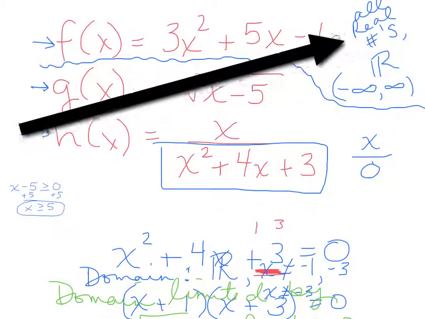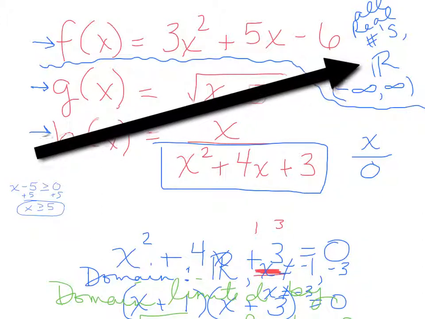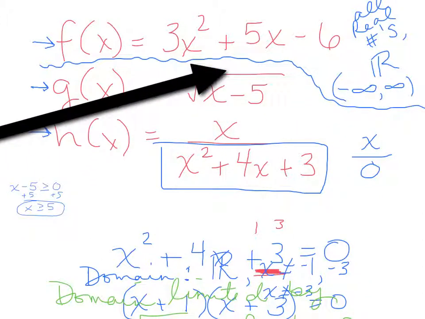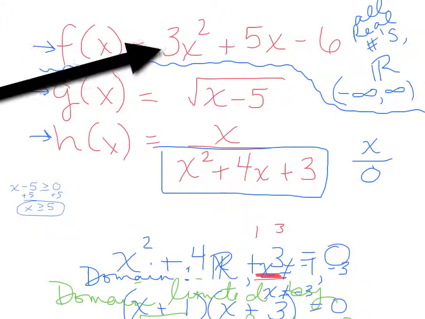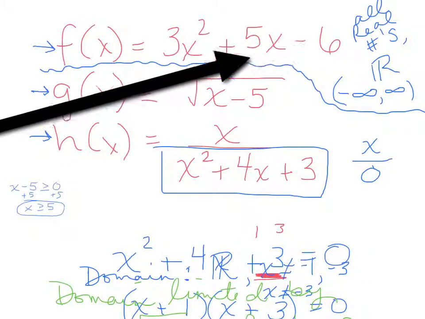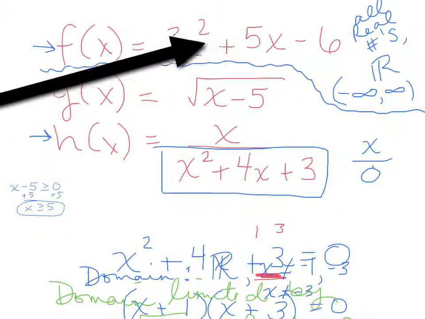So, in this case, the answer was all real numbers, or you could say it goes from negative infinity to positive infinity if it's like the graph, because x could be anything you want. Every single number you can think of, you can plug in for these x's, and you're going to get a real number back out. Okay, so there's no radicals, no fractions.